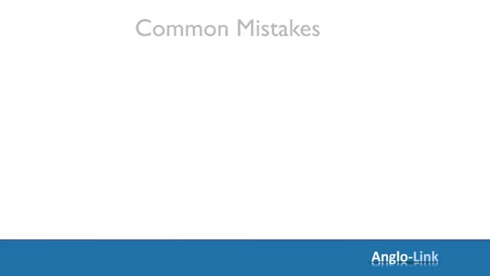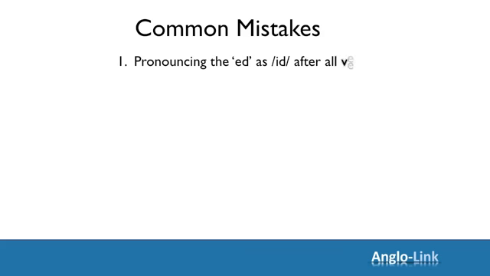Okay then, let's look at the common mistakes. As you can imagine, the most common mistake is pronouncing the ed as id after all verbs. Let's look at some examples. Common mistake, saying help-id. It is helped. Saying walk-id. It is walked.